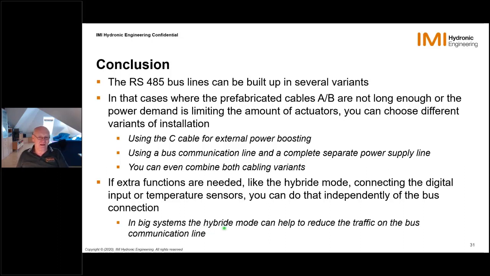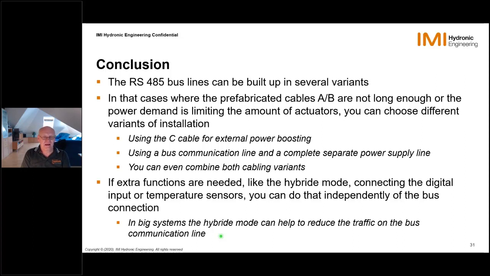In big systems, the hybrid mode can help to reduce the traffic on the bus, because, as you have seen, the bus itself is limited by the amount of nodes which we can integrate. And at Modbus, it is 247 units, for instance, and that is because of the protocol and the speed of transmission. So the higher the speed of transmission, the higher the risk that you are losing information. So when we can reduce the communications between the master and the slave units, then of course hybrid mode can help.